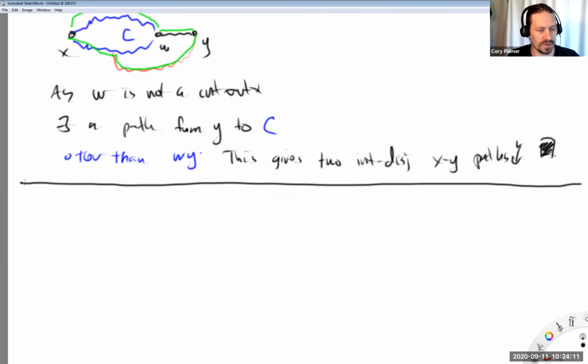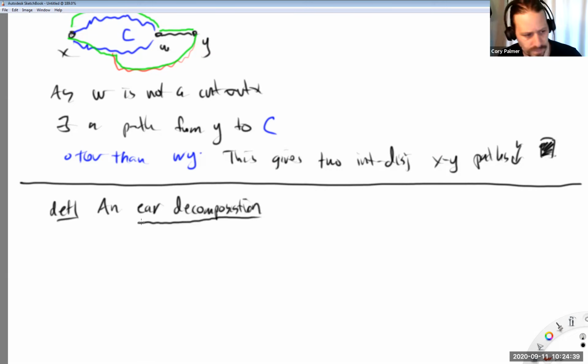Okay, so now we've characterized two-connected graphs in one way. It's two-connected if you can find two internally disjoint paths between any two vertices. The second theorem I want to talk about here is another characterization, and it's something called an ear decomposition. So let me define this first, okay? So an ear decomposition, okay? Let me mention one thing here first.